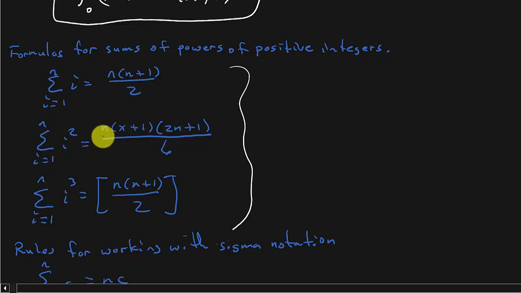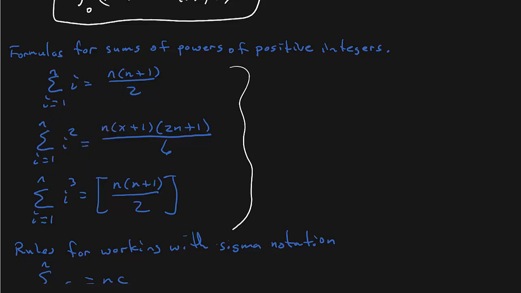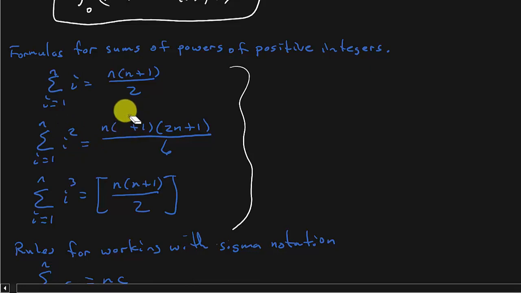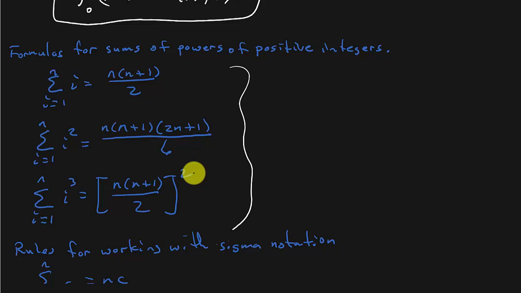And the sum of i squared is n times (n plus 1) times (2n plus 1) over 6. I guess I was in a hurry when I was copying all this down. And the sum of i cubed is n times (n plus 1) over 2, and that should be squared. I'm glad I'm catching all these writing mistakes.